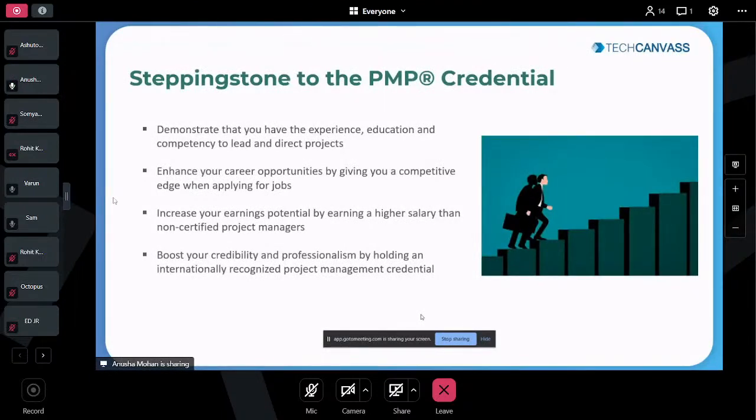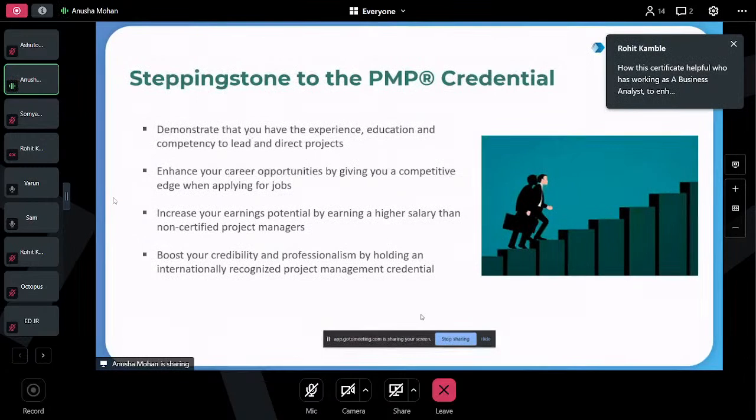Now, the second reason is it enhances your career opportunities by giving you a competitive edge when applying for jobs. So, as I said, it is going to enhance your career opportunities. Let's say if you're a business analyst and you want to shift into a project management role, all you have to do is give the CAPM exam, get CAPM certified, and you can switch to a project management role. And after that, maybe 5 years down the lane, once you have the required experience and knowledge, you can go for PMP credentials.